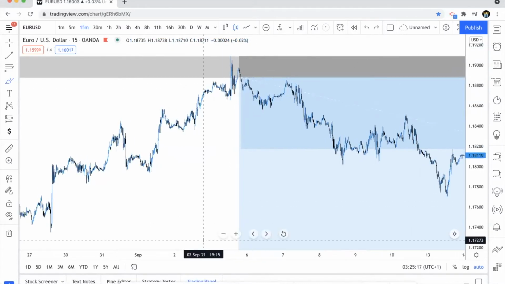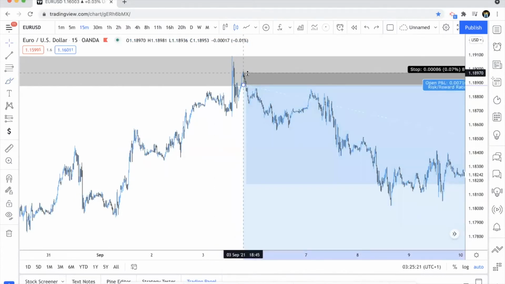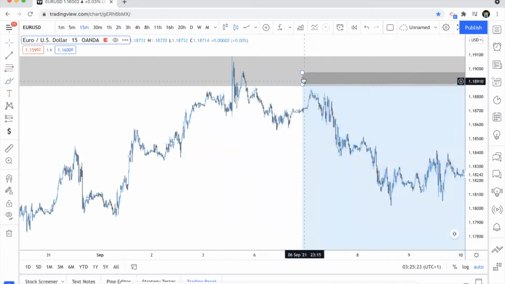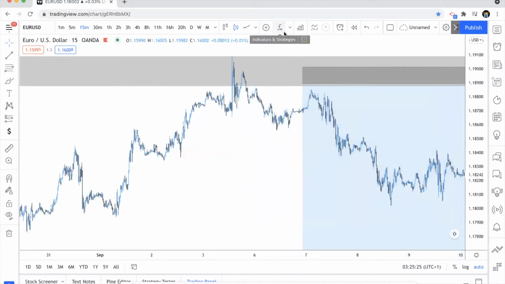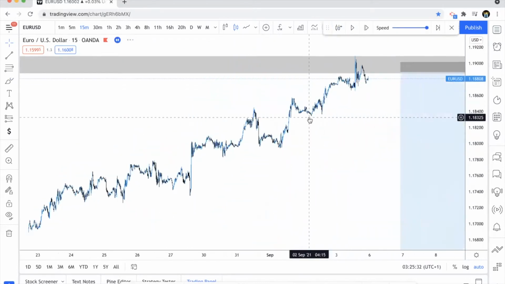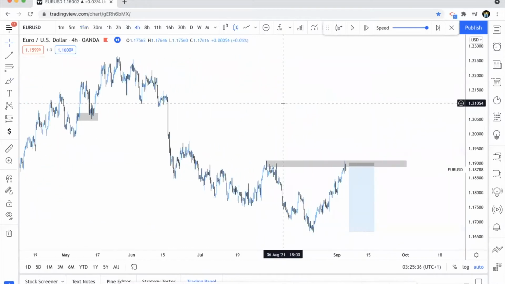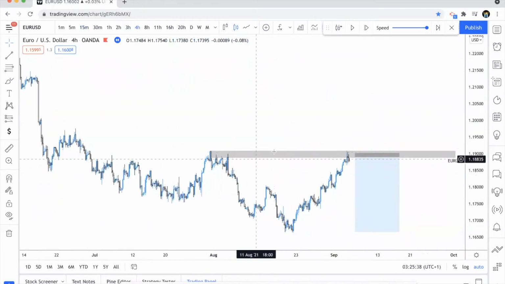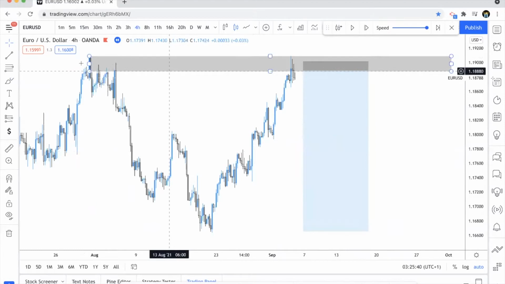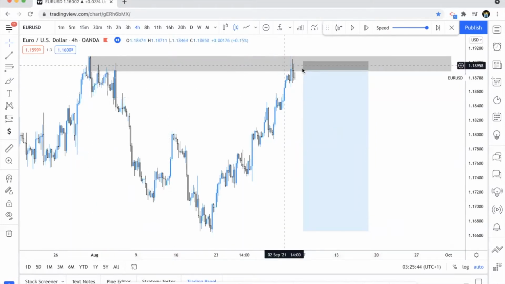So instead, what I do is I wait patiently for the market to show me a sign of a reversal, okay? So if you look at here, for example, let's go on the higher time frame again. Notice how big my zone is right here, my order block zone, right? Notice how big that is.